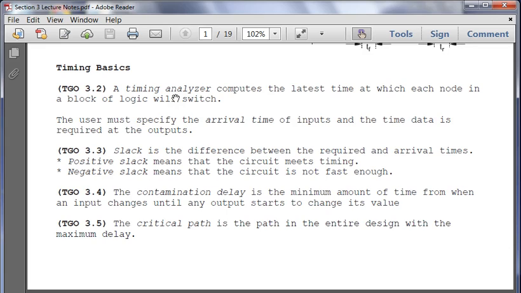We're also going to talk about something called contamination delay, which is the minimum amount of time from when an input changes until any output starts to change value. That's different than rise time and fall time because there we have specific portions that we need to get to, like VDD over 2. Whereas with contamination delay, we have an input change, and then some amount of time occurs, and then we start getting changes on the output. So that time when you're not having anything happen, that's the contamination delay. And then in 3.5, we define the critical path, as I just alluded to, as a path within the entire design with the maximum delay.